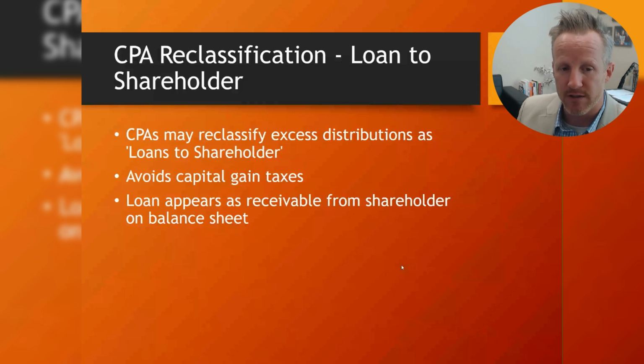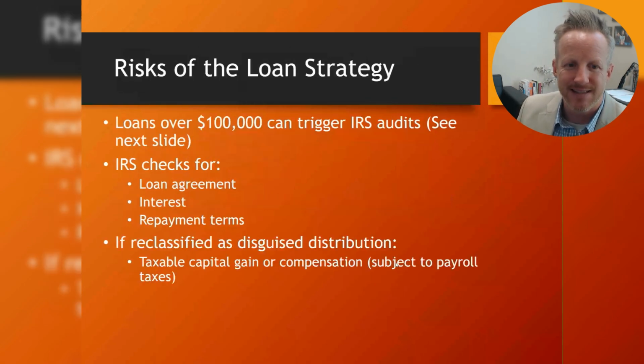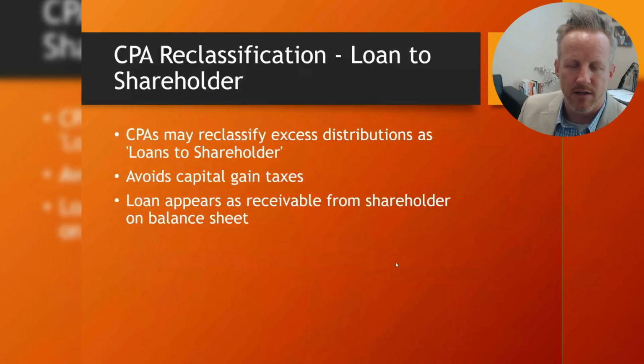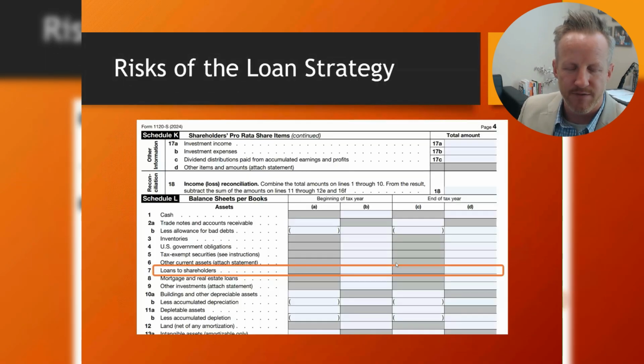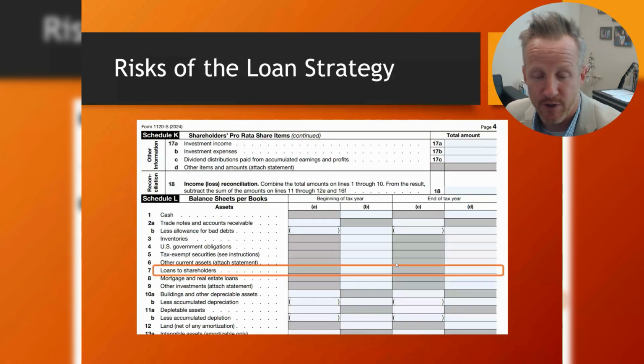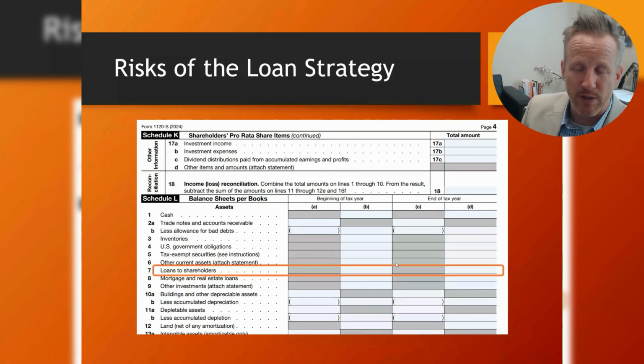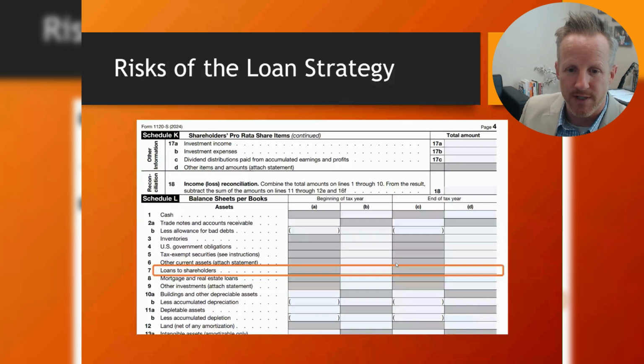Let's go ahead and call that a loan. This is a loan from the corporation to you, i.e. a loan to shareholder. Well, guess what? This is literally on your tax return. If you look right here on my screen, for those of you who can, I'm showing Schedule L of your 1120S tax return.